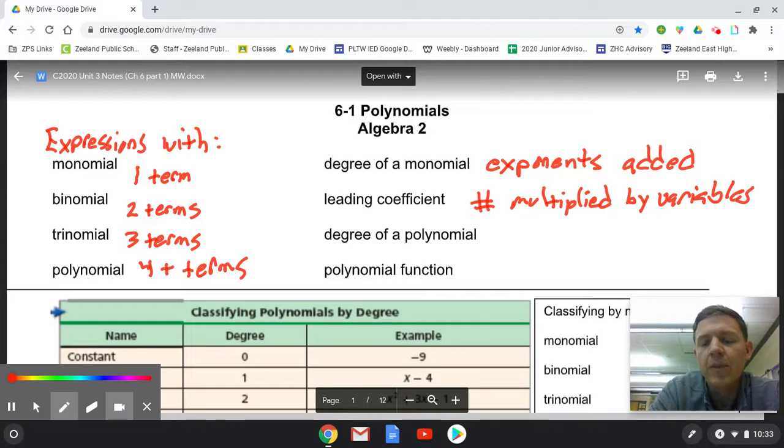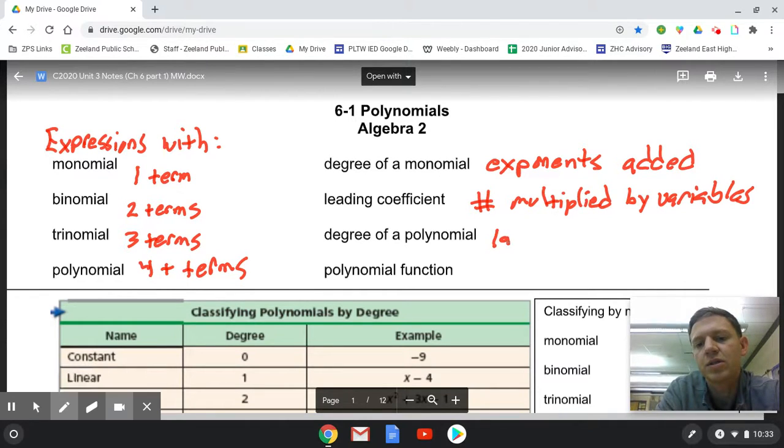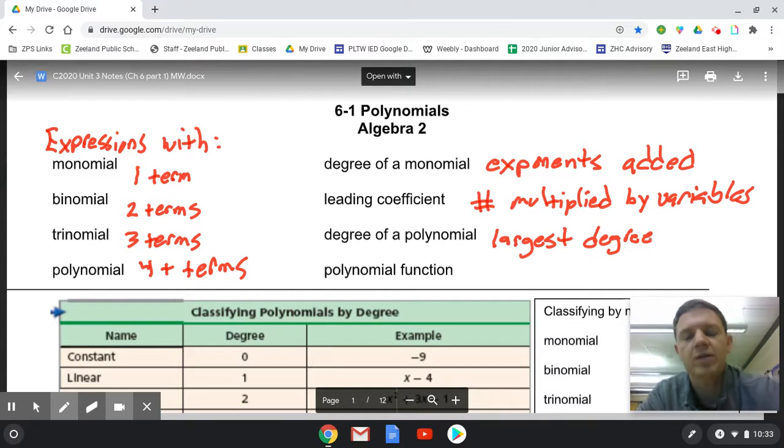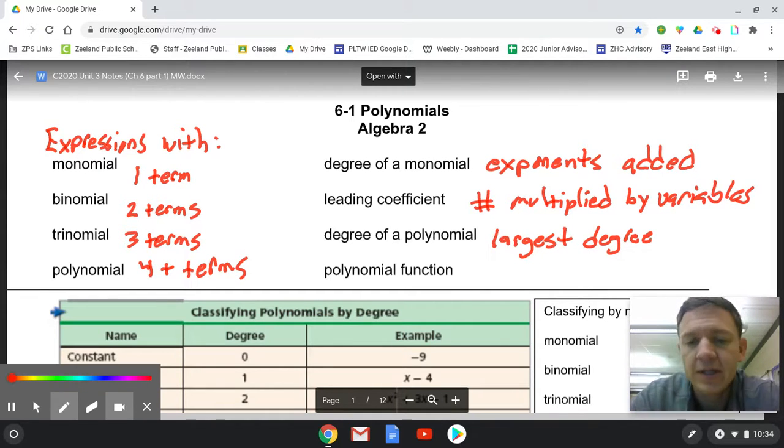Okay. The degree of a polynomial, remember that's more than one term. If you have 4 or more, if you have 100 terms in a polynomial, the degree is the term that has the largest degree. So the degree of a polynomial is whatever the term with the largest degree is. Okay, so I'm just going to say largest degree. So whichever term has the biggest degree, that is also the degree of the polynomial. And a polynomial function is just a function that has a polynomial on one side of the equal sign or in its expression. I think that makes sense. So like f of x equals and then a polynomial. Okay, moving on.